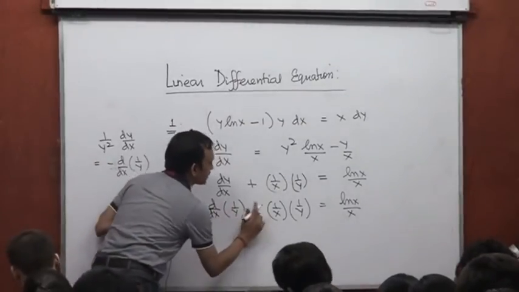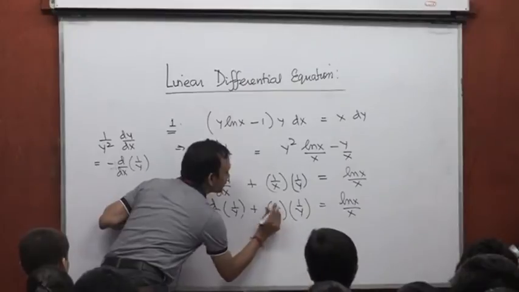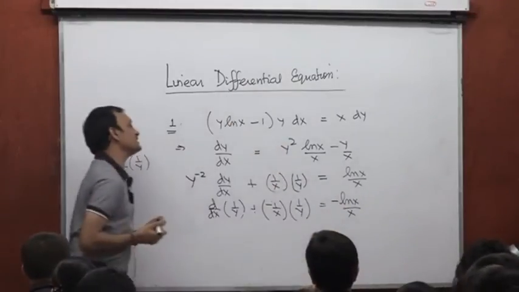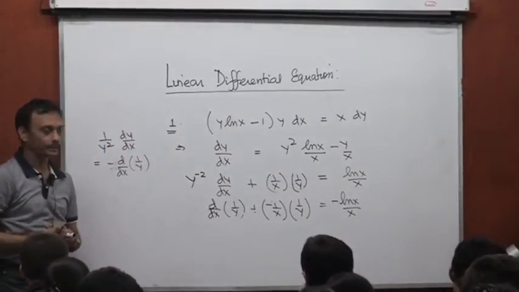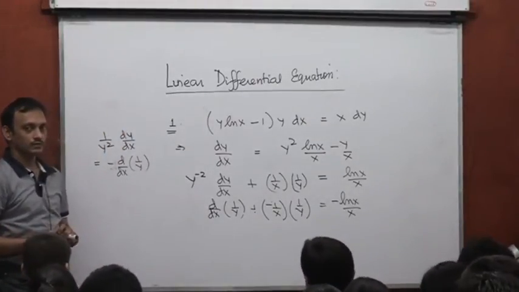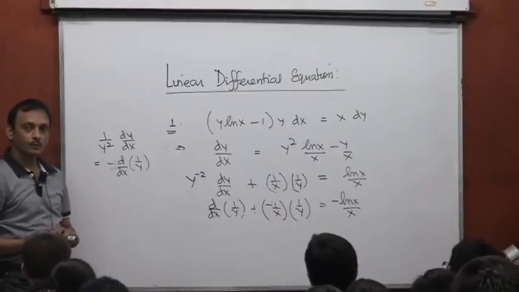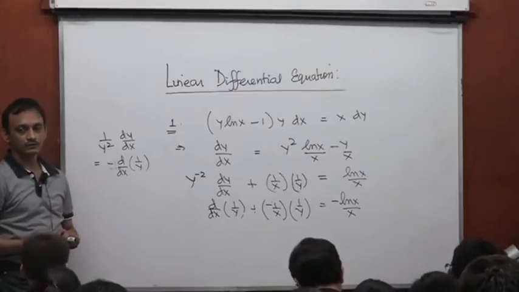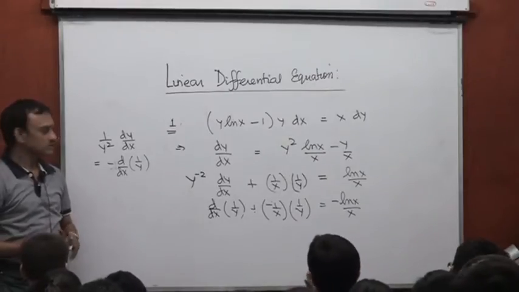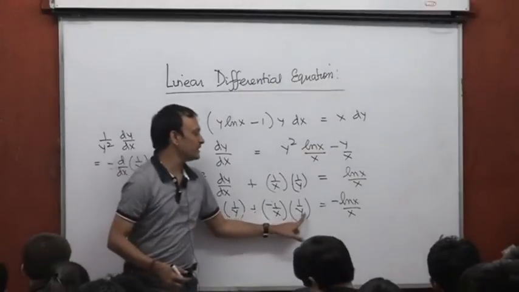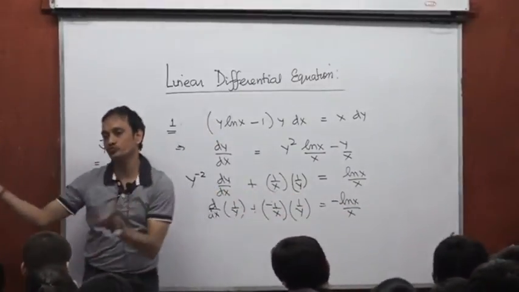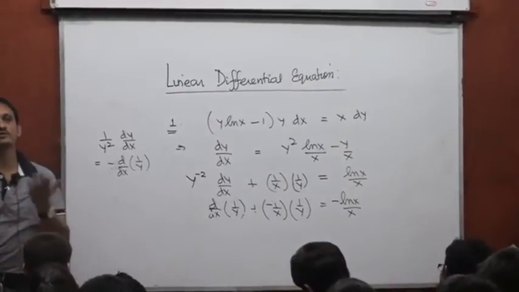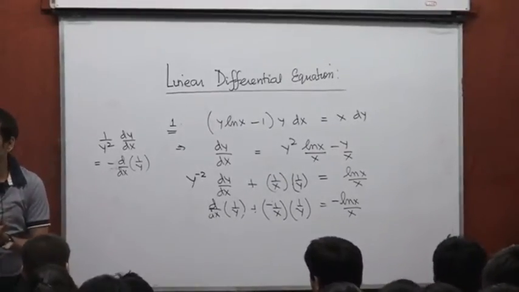So do you realize it becomes a linear equation in 1 by y? Clear? So you can say dt/dx plus p into t is q, and so on and so forth. You can proceed, and then you can solve the linear differential equation as per the result provided to you. Sounds all right?